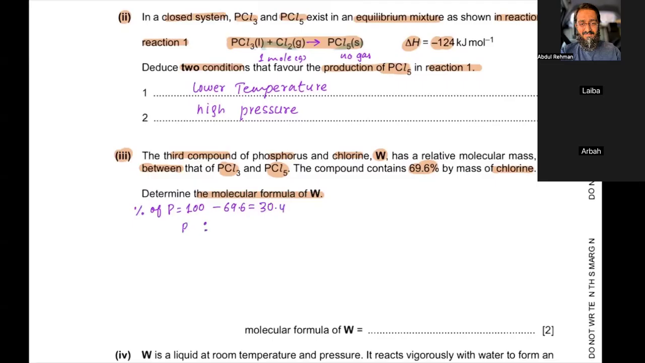So we know phosphorus and chlorine. The phosphorus is 30.4 and the chlorine is 69.6. What we are going to do is divide with their Ar values. So the Ar of phosphorus is 31 and the Ar of chlorine is 35.5. Can anyone divide them and tell me the value, please?